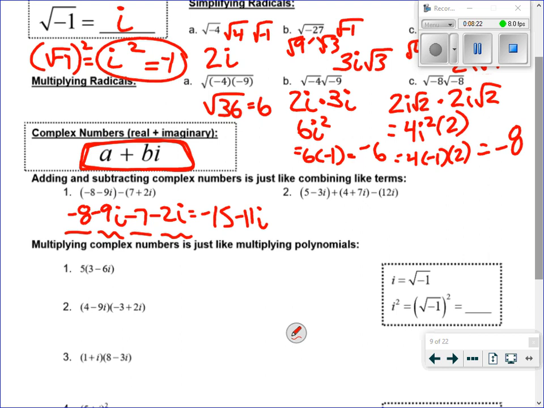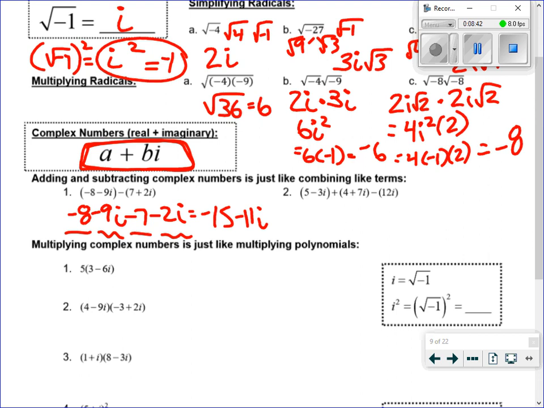Why don't you guys try 2 on your own? And then you just leave it after that. Think about why. They are not like terms. We can't combine them anymore. Try 2 and then see if you can predict what might happen with question 1 next real quick.